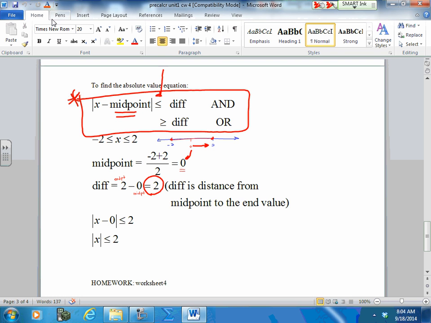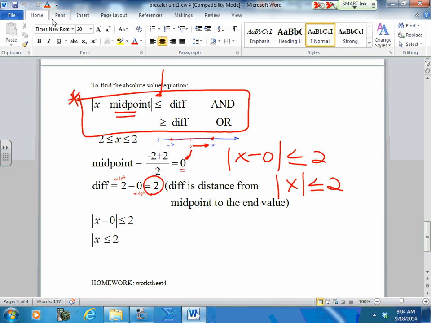So then you build your statement. X minus the midpoint, your midpoint is 0. That's in your absolute value. You have an and statement, and they're both filled in. So I have a less than or equal to, and my distance, my difference from the midpoint to the endpoint, is 2. Now once you're there, just condense it down a little bit. Get rid of that 0, and there's your statement.